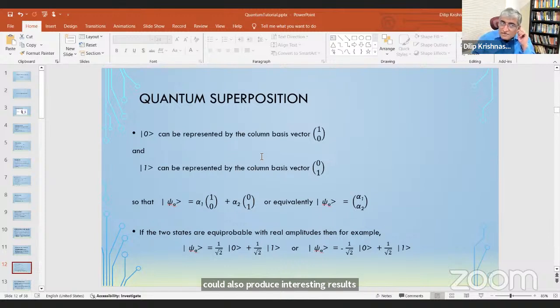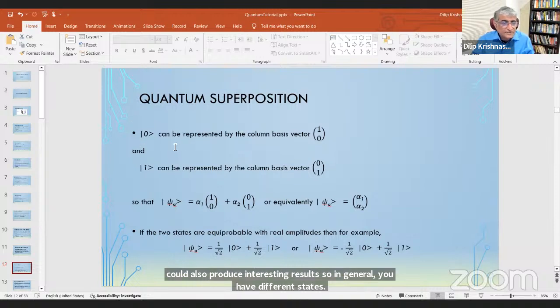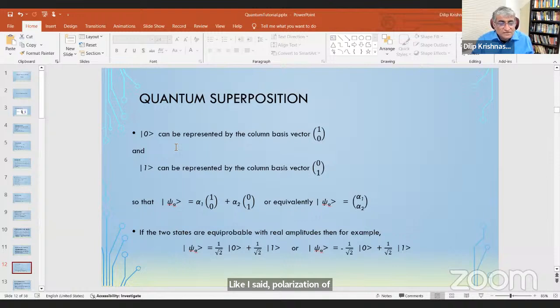So in general, you have different states. Like I said, polarization of light, or electrons with different spins and things like that. And the straight line with the right arrow that you see, that's called a ket. So this is ket 0, and it's represented by this basis vector 1, 0. Similarly, this is called ket 1 and can be represented by a basis vector 0, 1.